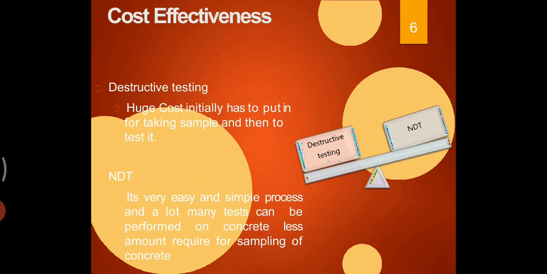Then cost effectiveness. In destructive testing, a huge cost initially has to be put in for taking samples and then testing them, because we have to destruct or damage the structures, or take some part of the structures as a specimen, which then has to be tested and analyzed. In case of NDT, it is a very easy and simple process, many tests can be performed on concrete, and less sampling of concrete is required.